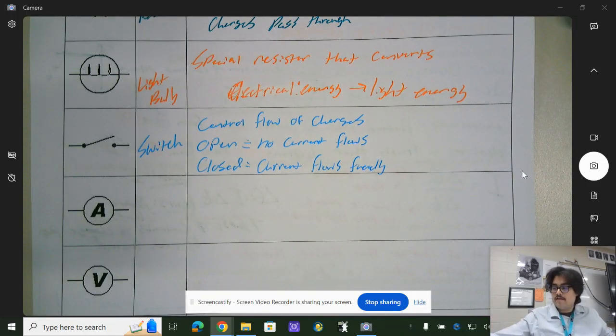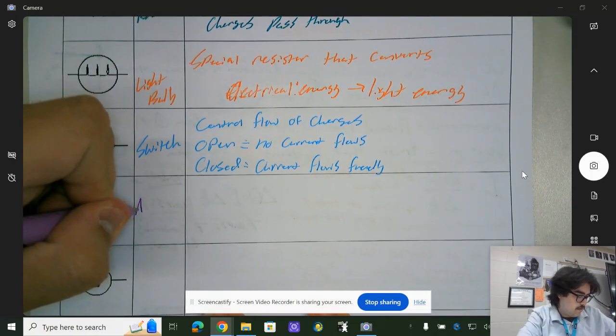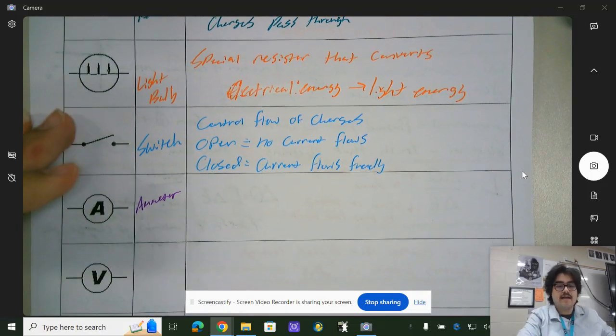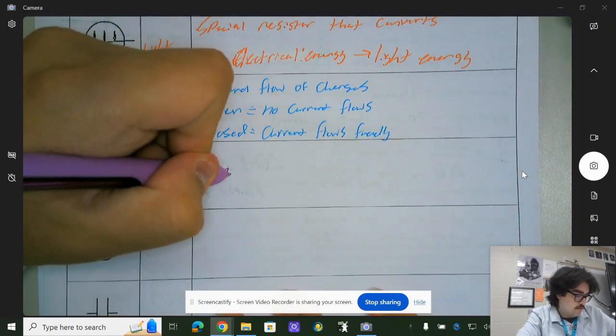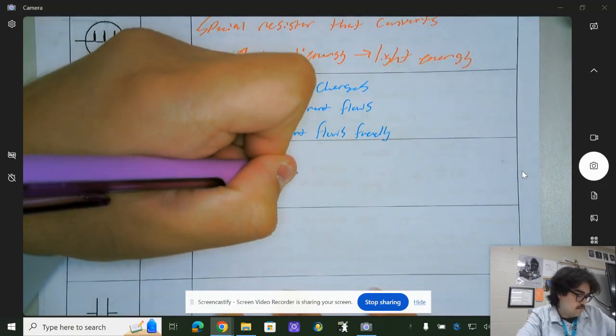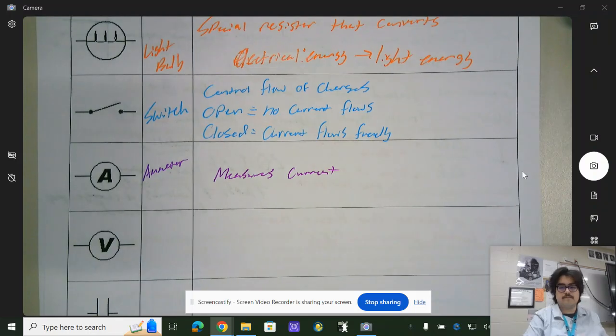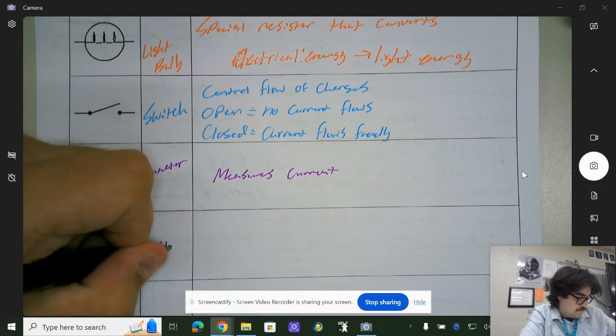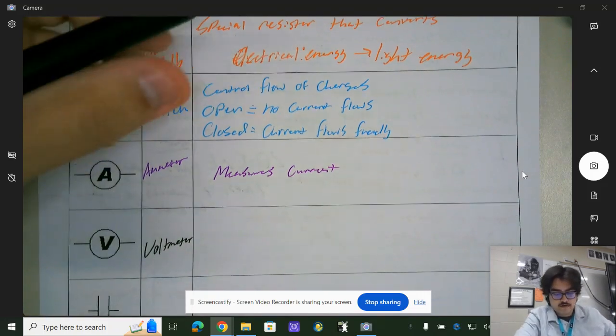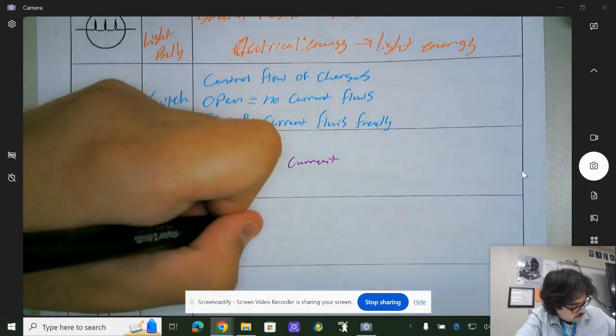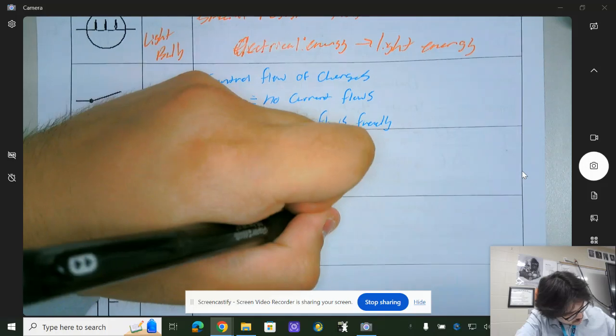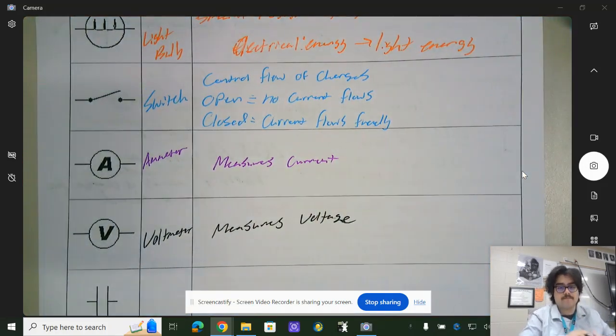Next is an ammeter. An ammeter measures current. Next is a voltmeter. A voltmeter measures voltage.